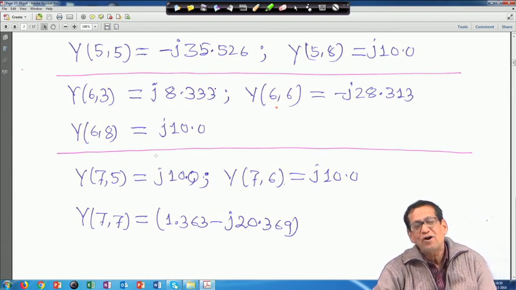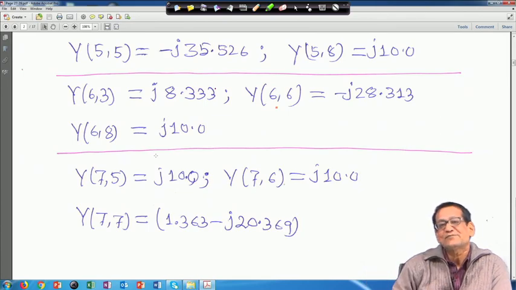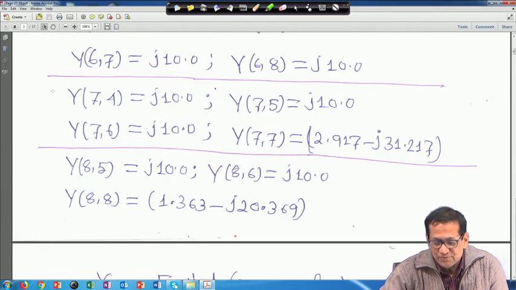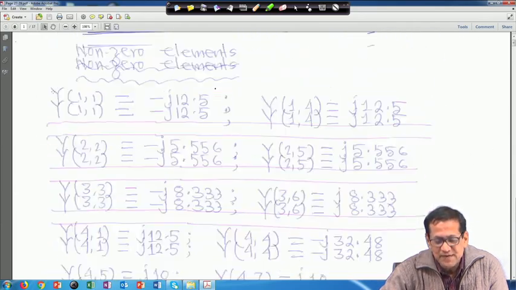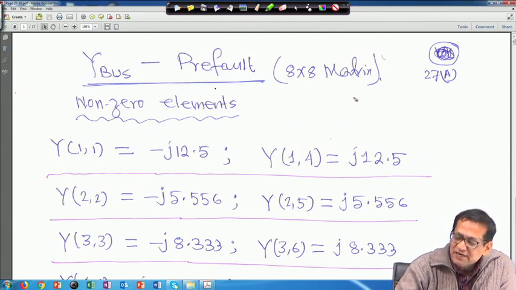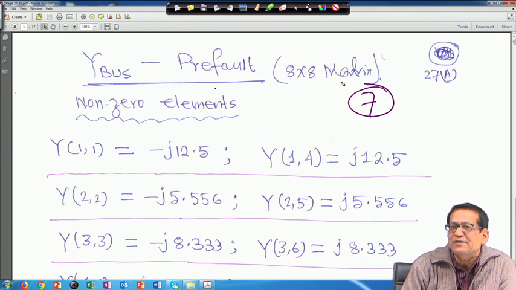Actually the fault has occurred at bus 7, a 3 phase fault has occurred at bus 7. So from this Y matrix, this is your full matrix, the 8 into 8 matrix, and a 3 phase fault has occurred at bus 7.